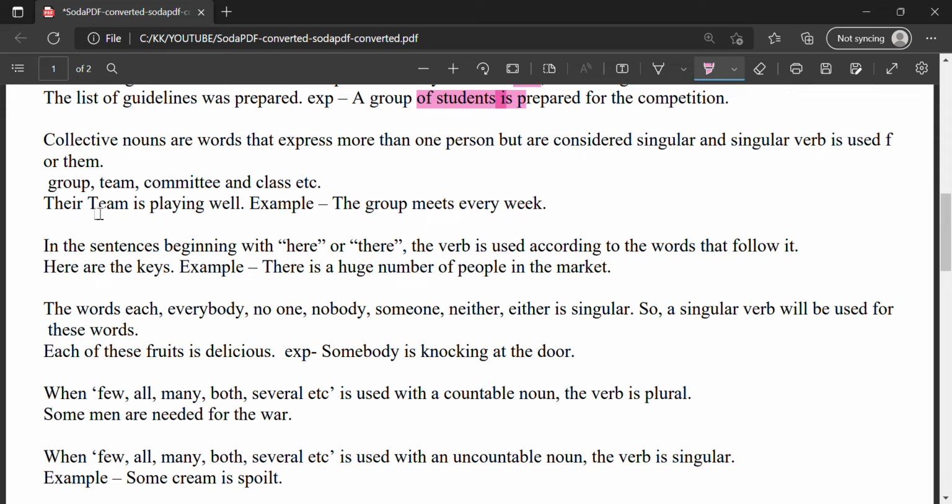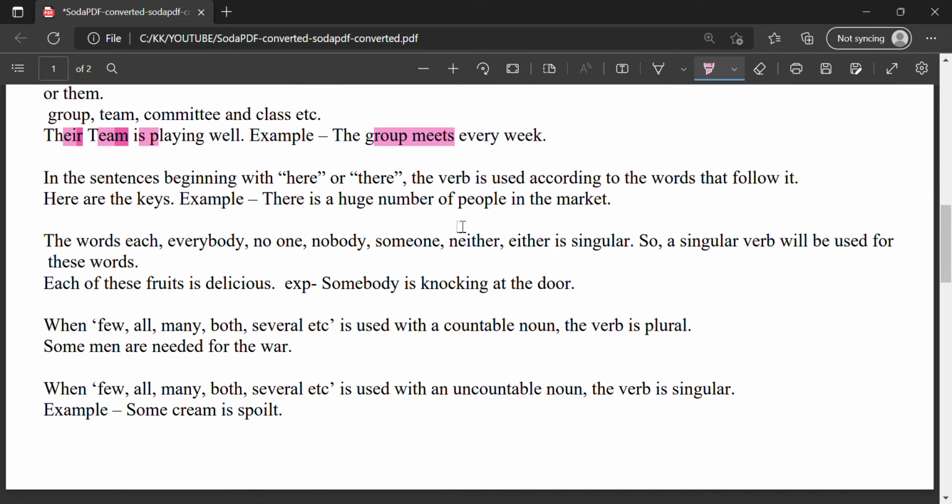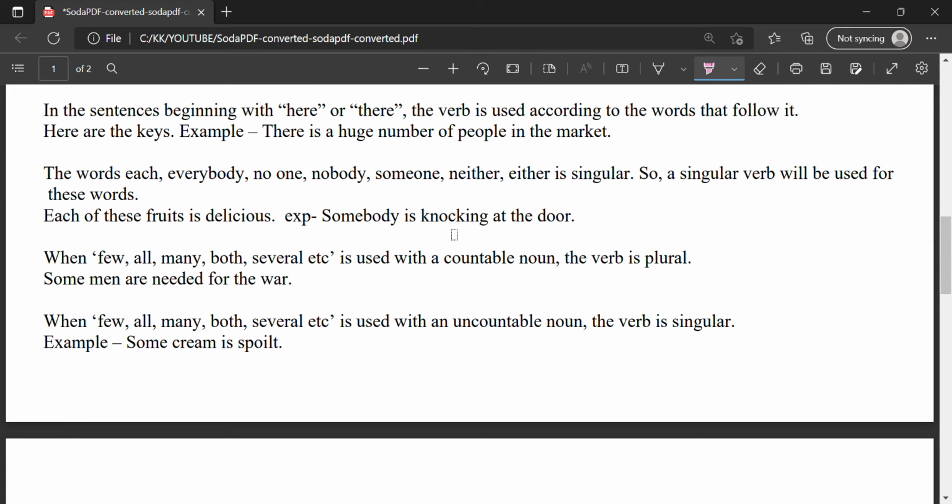Their team is playing well. The team is a collective noun, so it takes a singular verb. This sounds better when compared to "their team are playing well". It's like "their team are", that doesn't sound well. So, their team is playing well. That's one example. The other example I would like to give you here is, the group meets every week. The group is a collective noun, and "meets" is a singular verb. That sounds good. Hope you're getting everything there.